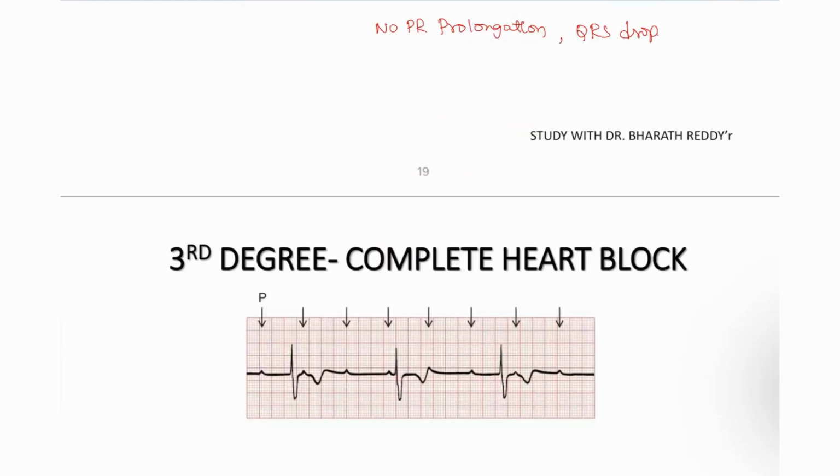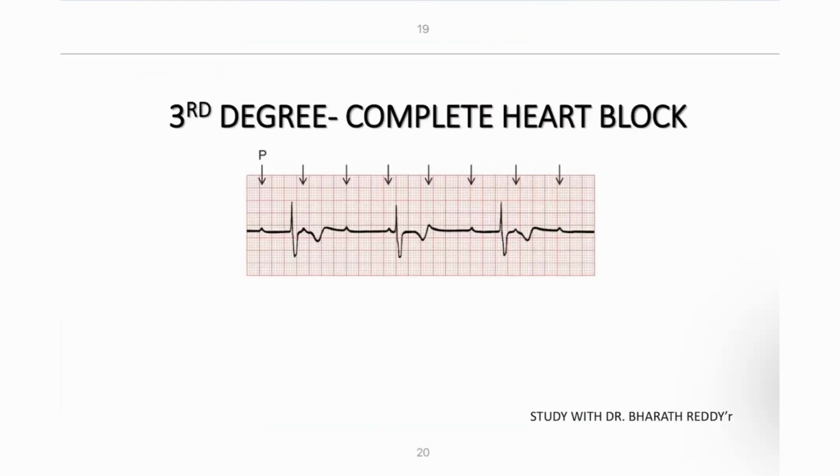Next, third degree heart block, which is a complete heart block. What happens? There is discrepancy. The P wave is going to be different and the QRS complex is also going to be different. So this patient needs a pacemaker.